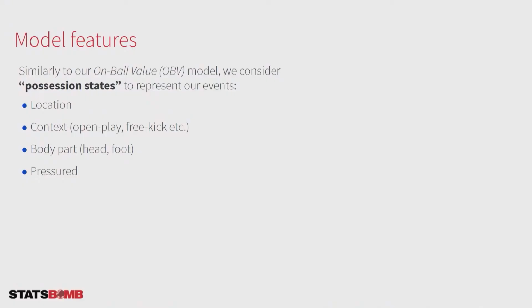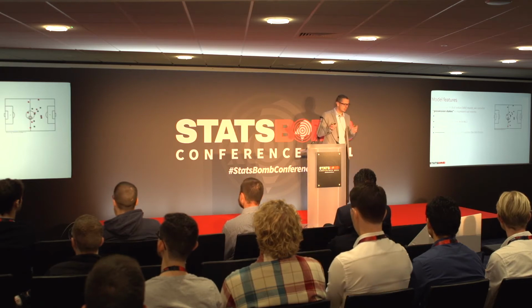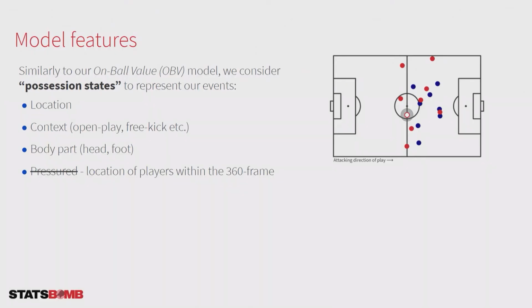So in terms of the features going into the model, similarly to our on-ball value OBV model, we consider possession states to represent our events. That's denoted by the location on the pitch, the context, like open play, free kick, body part, and in our OBV model, we have our pressured data, so whether the ball carrier was pressured or not. But with 360, we don't need the pressured thing. We've got the location of the players within the 360 frame. So that gives a much richer information in terms of where the players are on the pitch and the pressure on the ball carrier.